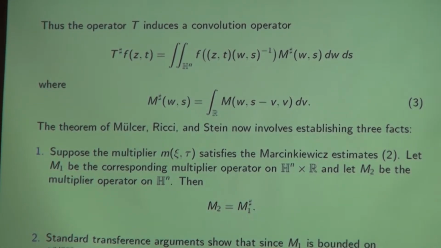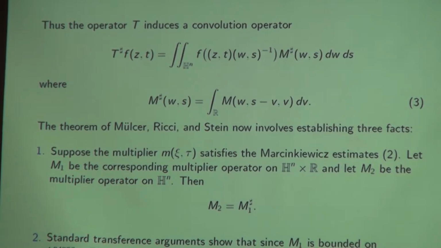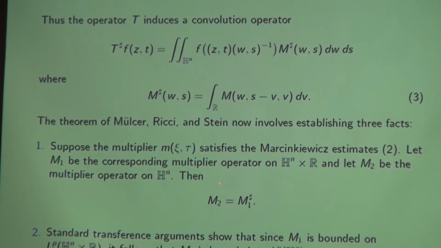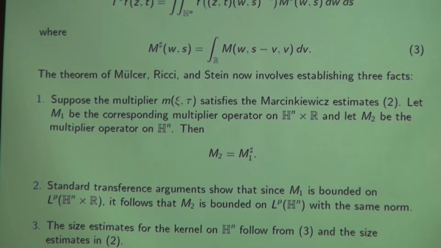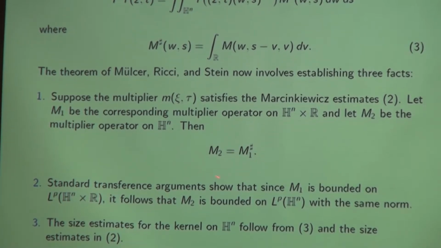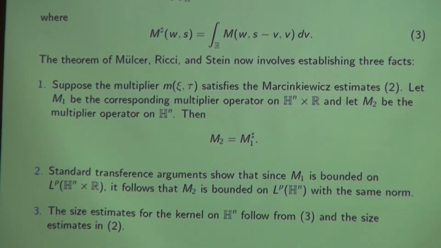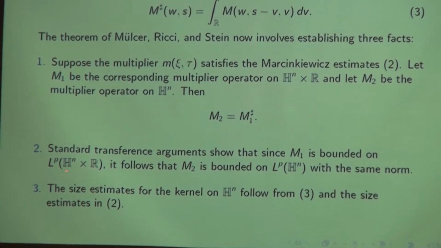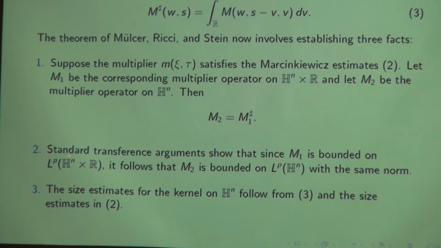Again, I'm leaving out lots of hard work and details, but I think the idea is that the result follows by establishing three steps. One is that by going up, doing this thing, and coming back down again, I have an operator of the kind that I want. This is really the operator that I was originally interested in. The second statement is the standard transfer arguments show that because the operator upstairs is bounded in LP, the operator downstairs is also bounded in LP.